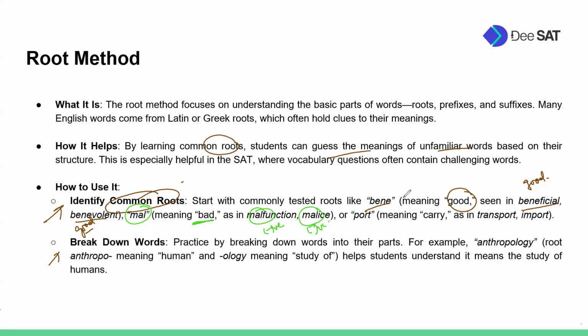Another example could be the word port, which means to carry something, as in transport or import. Again, the moment you see the words, you know that something is going to be carried across somewhere. Of course, the different meanings would vary. For example, transport can be broken down into trans plus port. Port means to carry, trans means across. So transport simply means something which is carried between two locations.